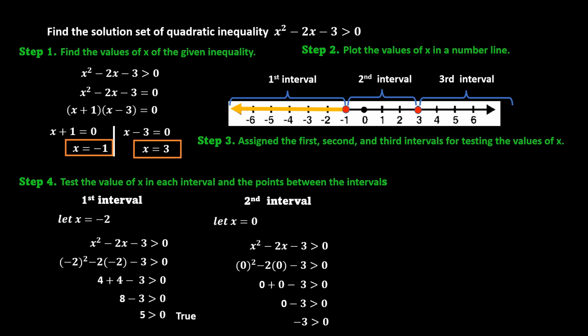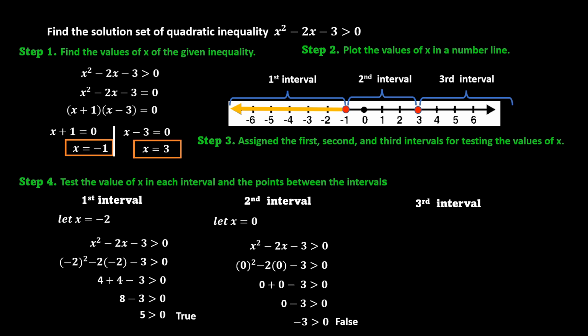The result is negative 3. Is negative 3 greater than 0? The answer is false. On the number line, the numbers between negative 1 and positive 3 are not a solution to the given inequality. Therefore, the region in the second interval is not shaded. Next, let us move now to the third interval.